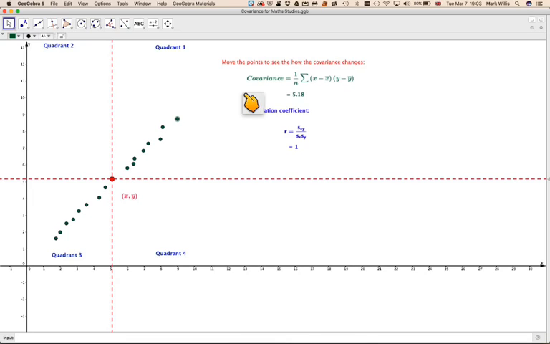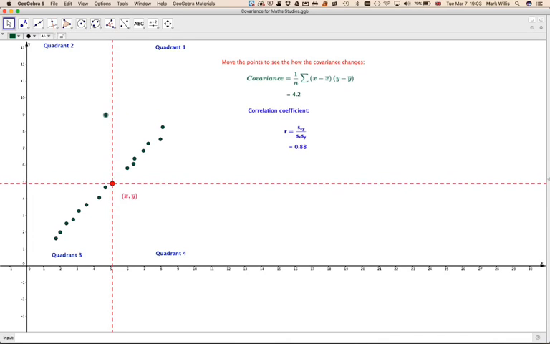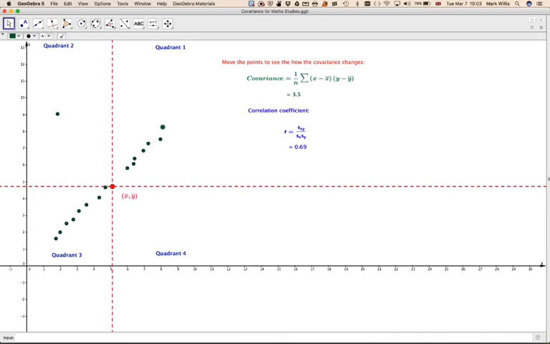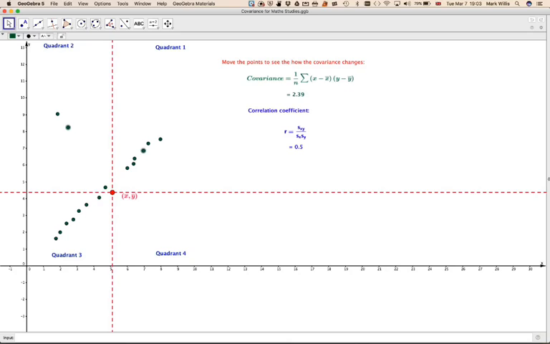So the covariance calculates that value, and this value here is what's known as the correlation coefficient. If this is near 1, then we've got perfect correlation, and this is called positive correlation because the gradient here is in a positive direction. Now if we change that so that most of the data is in quadrant 2 and quadrant 4, have a look to see what happens here.